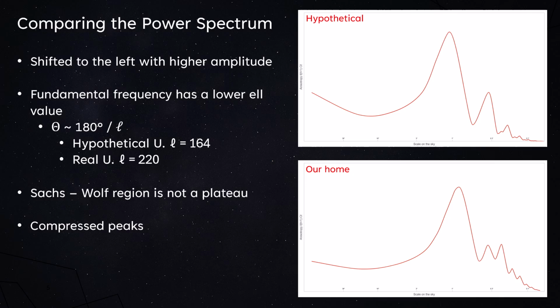The oscillations in the real universe show well-defined second and third peaks, you can see down there at the bottom. But in our hypothetical universe, the peaks are kind of compressed and they kind of blend together. So they're not as defined in our hypothetical universe.